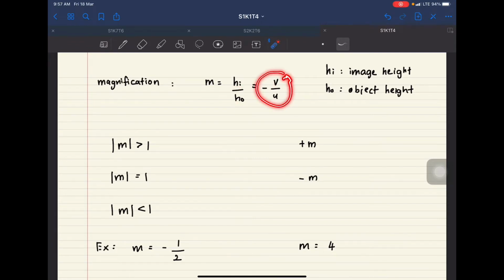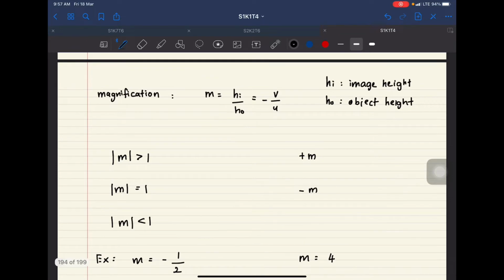So if you have negative v, you have to substitute negative v inside here. Remember that this one has a negative there, but this one doesn't have a negative. And if the height of the image is negative, that means the image is inverted.